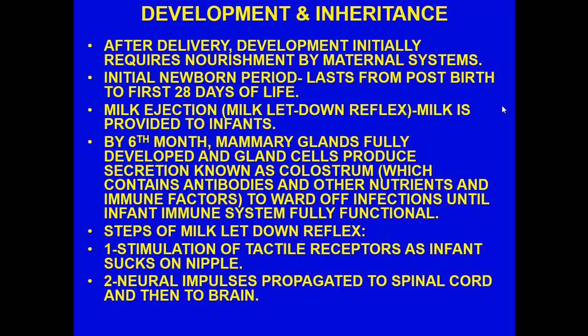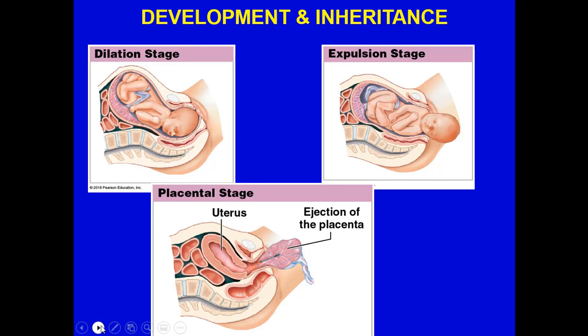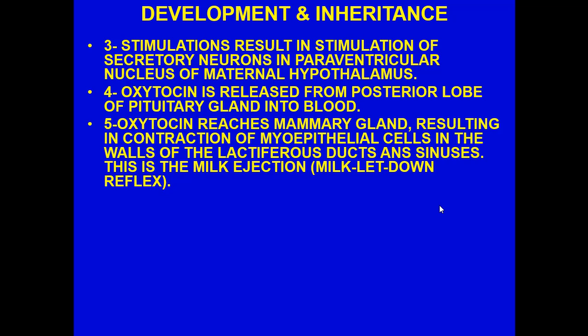First, you have stimulation of the tactile receptors as the infant suckles the nipple. Neural impulses are propagated to the spinal cord and then to the brain. The stimulations result in the stimulation of the secretory neurons of the paraventricular nucleus of the maternal hypothalamus. There, oxytocin is released from the posterior lobe of the pituitary gland into the blood. The oxytocin reaches the mammary gland, and this results in contraction of the myoepithelial cells in the walls of the lactiferous ducts and sinuses. This is the milk ejection, the milk letdown reflex, as you can see here.